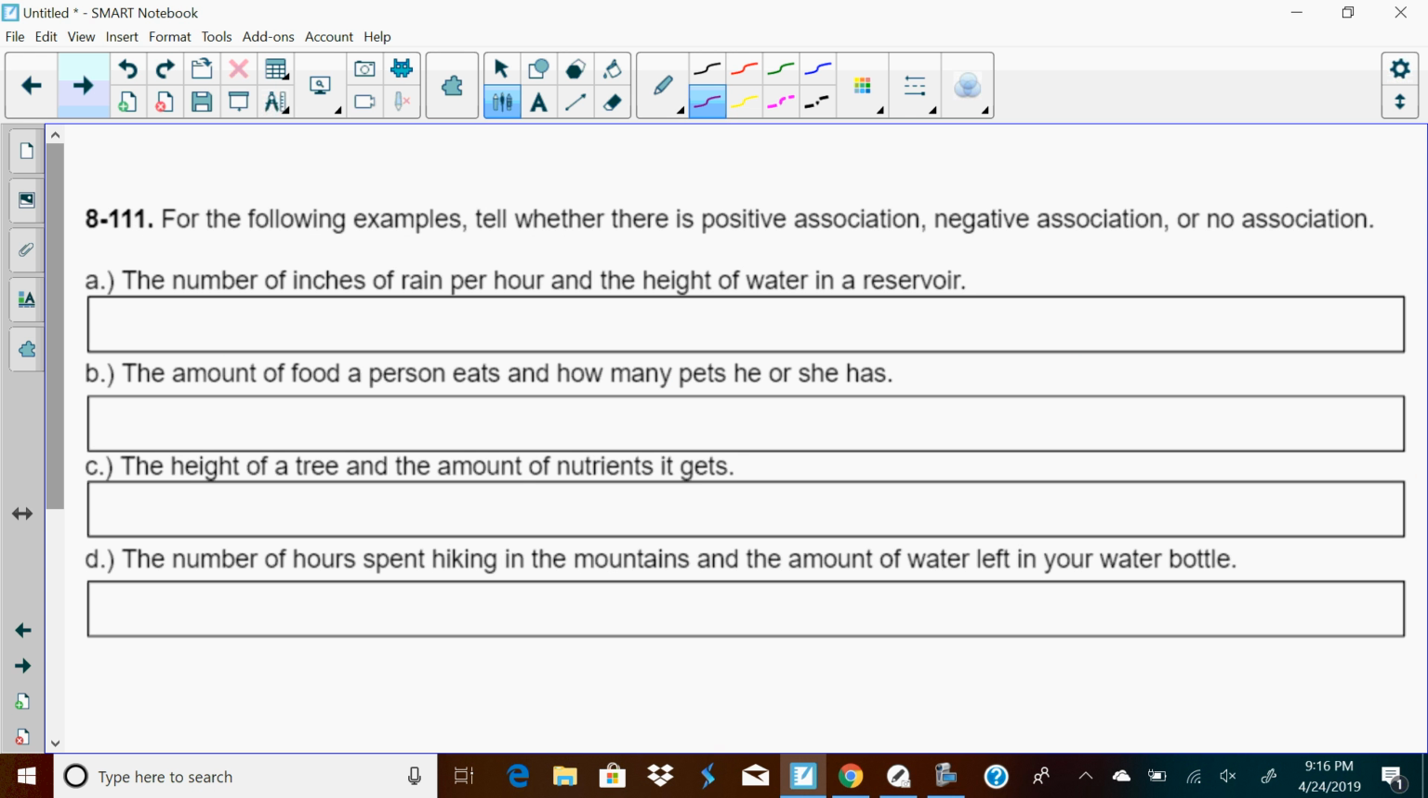111, for the following examples, tell whether there's a positive, negative, or no association. A, number of inches of rain per hour and the height of the water. So as inches per hour goes up, the height of the water goes up, so this would be a positive. The more inches, the higher the water will be. B, the amount of food a person eats and how many pets he has, the answer is no association.